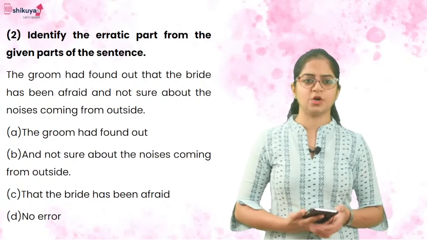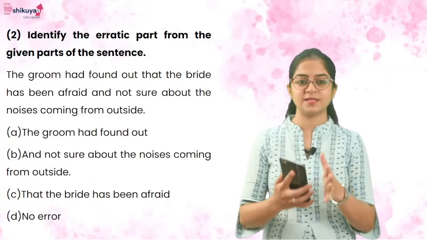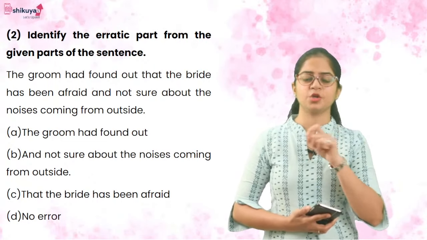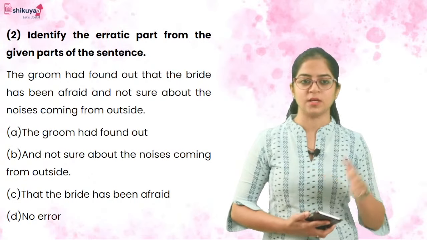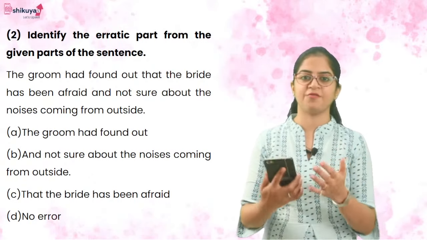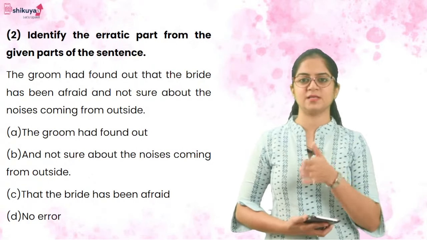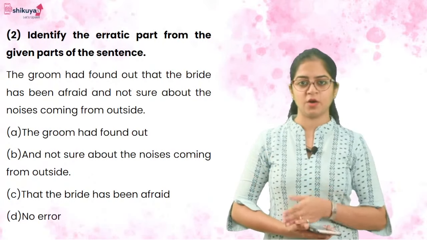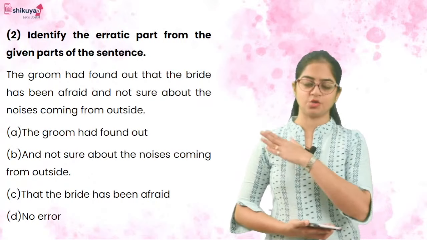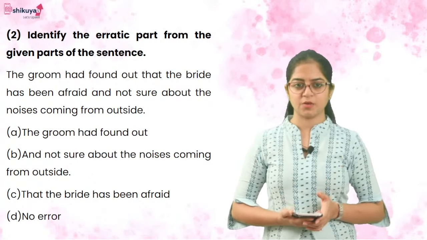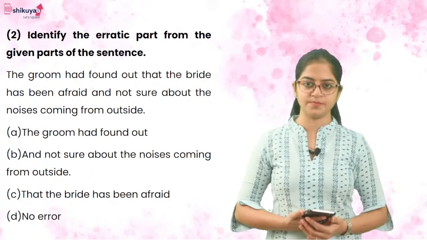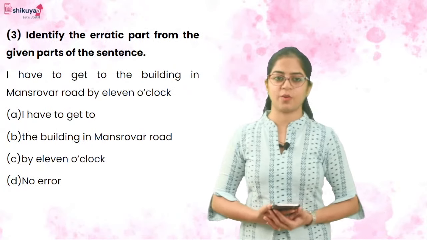So our error lies in part C here. What's the error here? That had been should be replaced by was. That the bride was afraid. The sentence isn't in perfect, we can say past perfect tense. So the entire sentence should follow the same tense. Right, so we choose C as the errored part. Well, let us go to the next question.